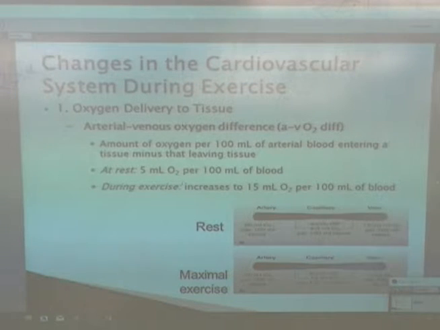So let me turn this light off because it's horrible trying to see anything on this board.